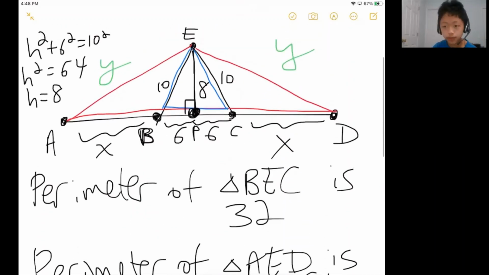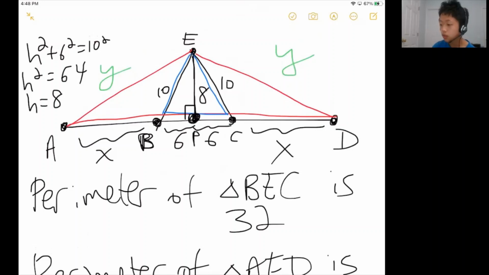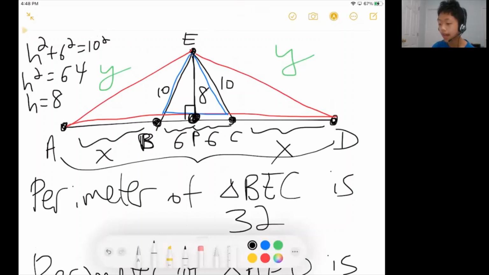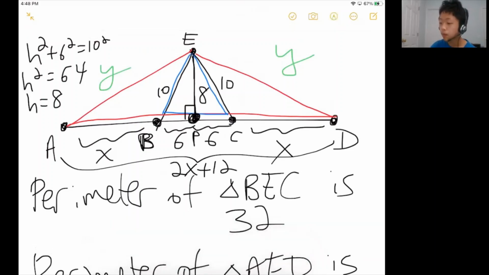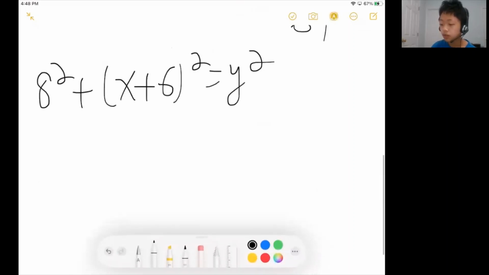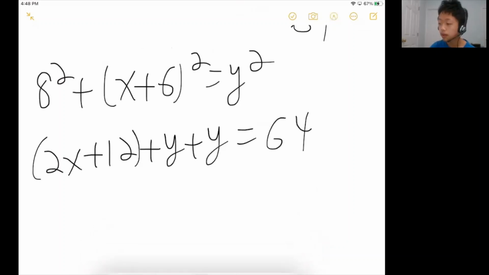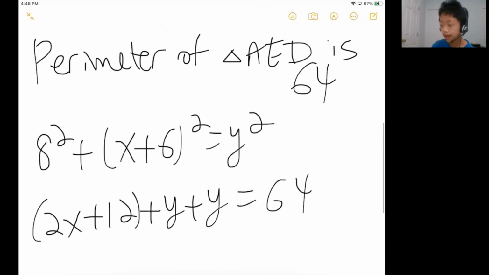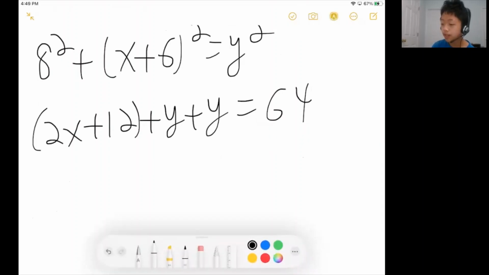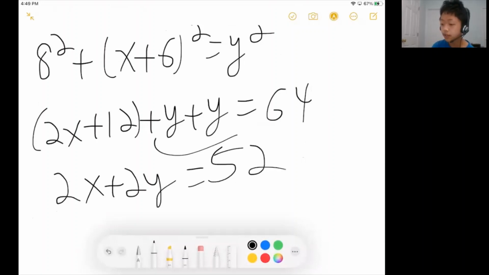And we're also given that the perimeter of triangle AED is equal to 64. So y plus y. We know that the entire length, AD, is x plus 6 plus 6 plus x. That's 2x plus 12. So that means the perimeter of triangle AED is going to be 2x plus 12 plus y. And that equals 64. We know the perimeter has to equal 64. Then we can subtract 12 on both sides and combine the y. So 2x plus 2y equals 52. Dividing by 2, we get x plus y is equal to 26.